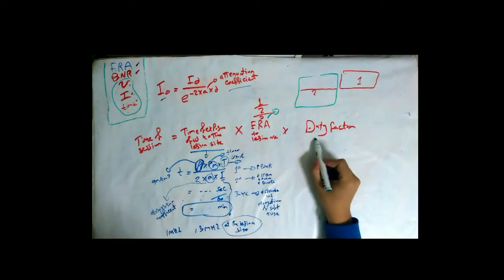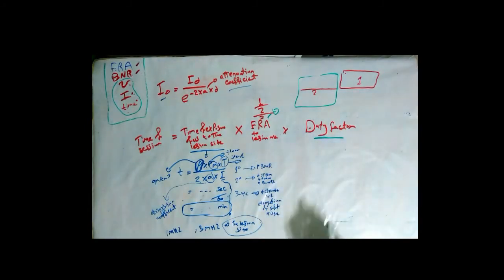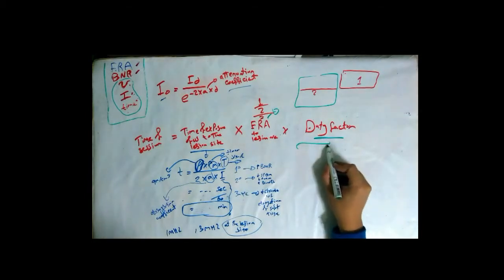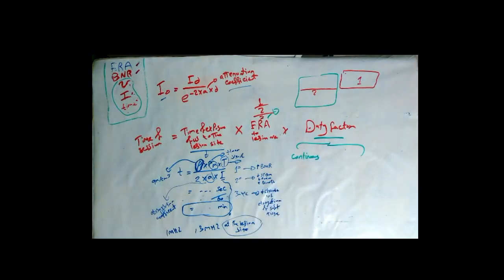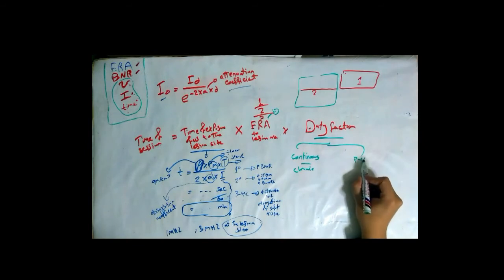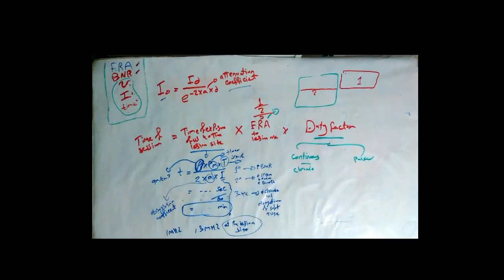Finally, the last part is the duty factor. Duty factor is the percentage of the time that the ultrasound will be on during the session. There are 2 types of duty factor. First is continuous, which means that during the whole session, the ultrasound will be producing, and we use this in chronic stages. In the pulse type, this means that sometimes during session time, the ultrasound will be off, not producing ultrasound.